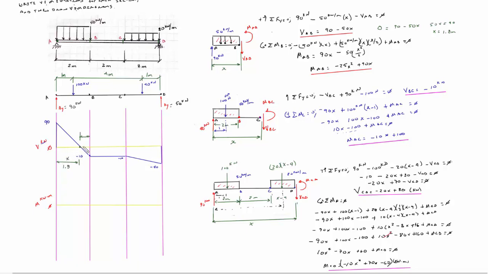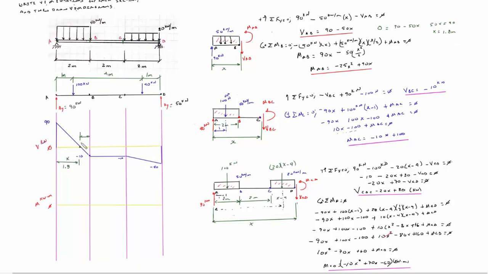When the shear is 0, I can go to the equation that I created and say if the shear is 0, which I wrote here, is equal to 90 minus 50x, where x is the distance from this point to this point. I compute it, I get 1.8.